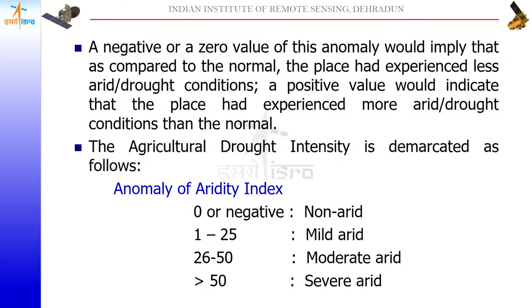So what is the scale? What are the ranges? As defined in the slide, the aridity anomaly index is classified as follows: if the AAI value is 1 to 25, it is mild arid, 26 to 50 is moderate arid, and more than 50 is defined as a severe arid condition. This is all about the meteorological drought.